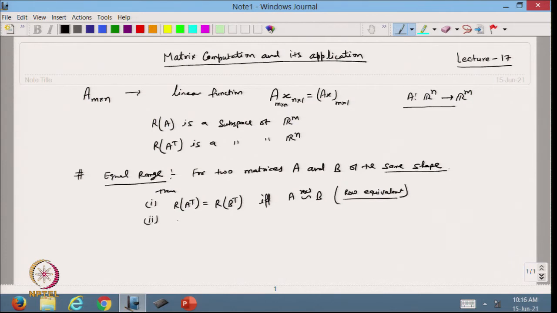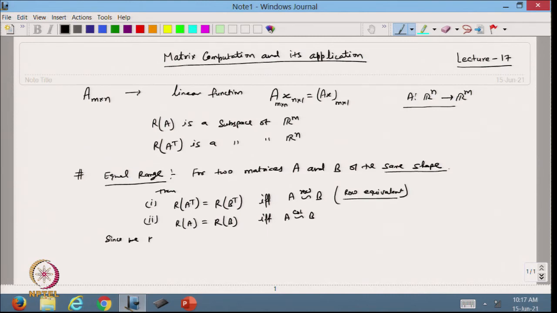The second one is that the range space of A is equal to the range space of B if and only if A is column equivalent to B. Column equivalent means we take only column operations, transforming from A to B by elementary column operations. So, if one matrix is row equivalent to another, they produce the same range space of A transpose and B transpose, and the range space of A will be the range space of B. These things you have to keep in mind.